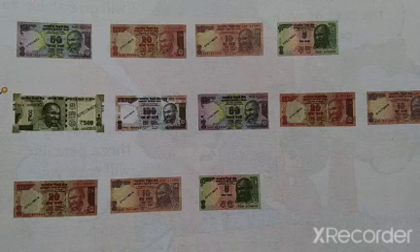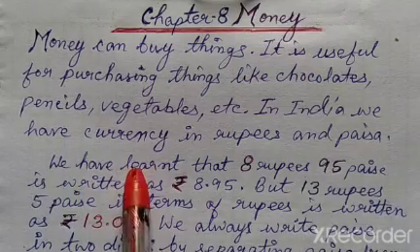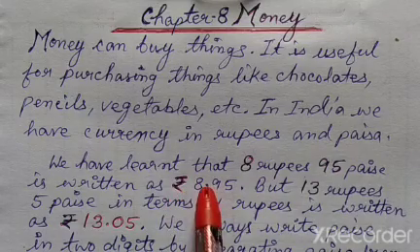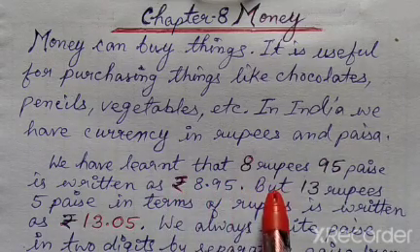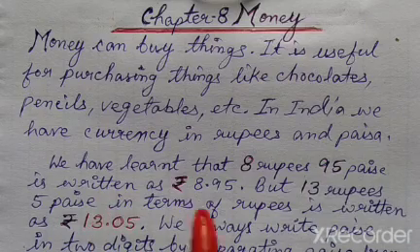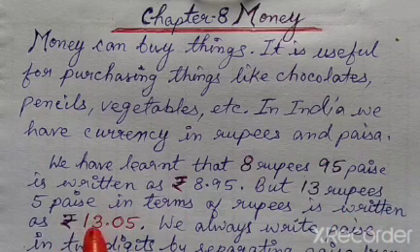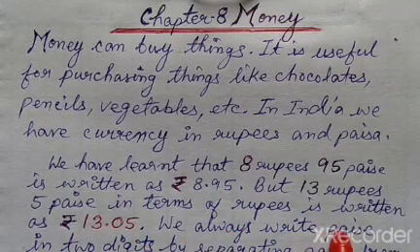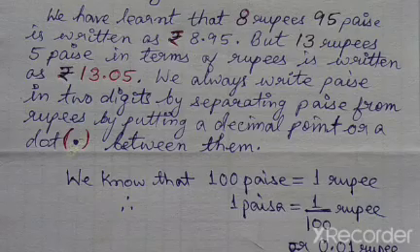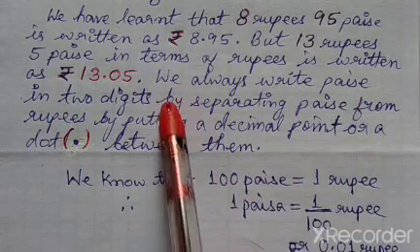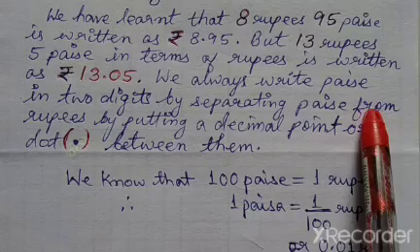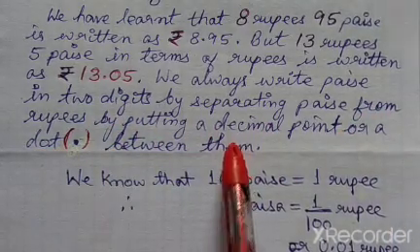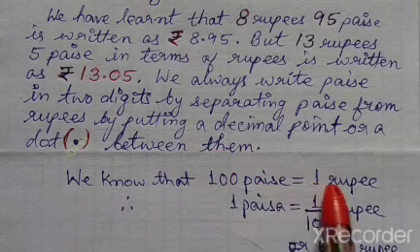Okay children, we have learnt that 8 rupees 95 paise is written as rupees 8.95, but 13 rupees 5 paise in terms of rupees is written as rupees 13.05. Look here, we always write paise in 2 digits by separating paise from rupees by putting a decimal point or a dot between them. We know that 100 paise is equal to 1 rupee.